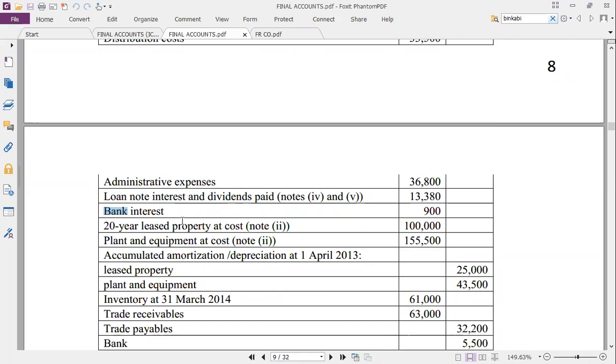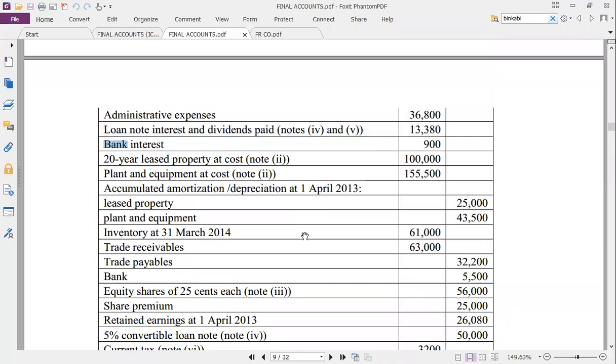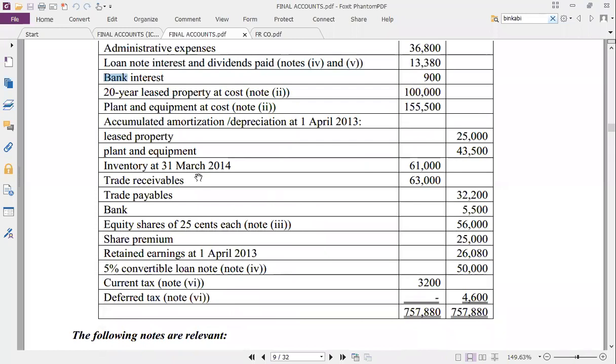Don't forget, leasehold property at cost. They say depreciation is by the reducing balance method, so you calculate your depreciation. Plant and equipment, still depreciation, reducing balance. Leasehold property, still depreciation, reducing balance. Plant and equipment accumulated depreciation, all of them are there, so you need to subtract before charging the depreciation. Check the bank very well. This one is a bit tricky because the bank is a bank overdraft, so the credit side. Take note of that.